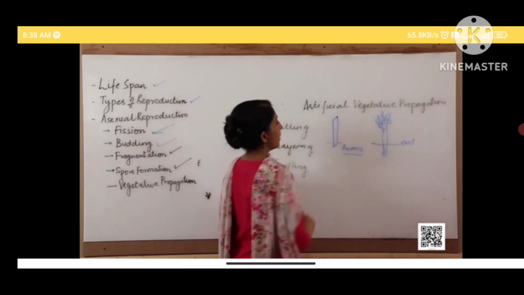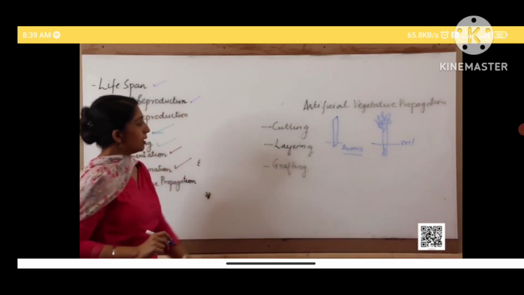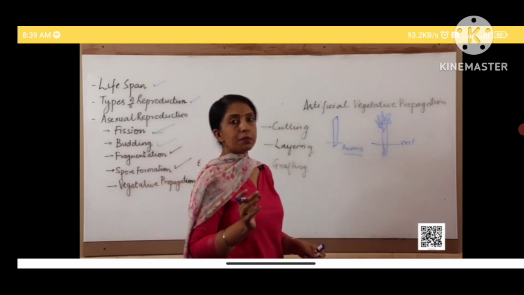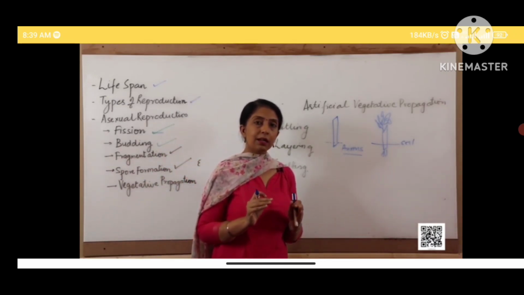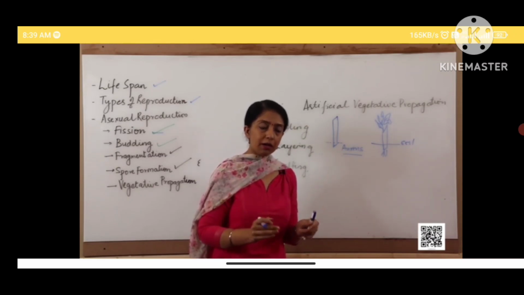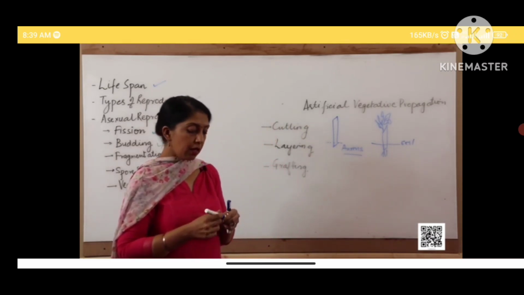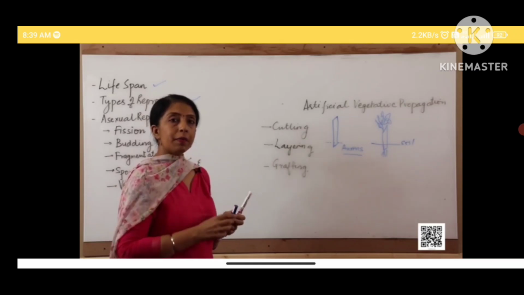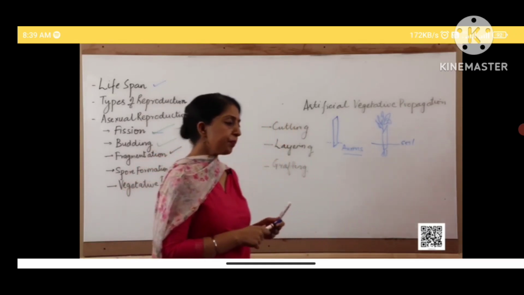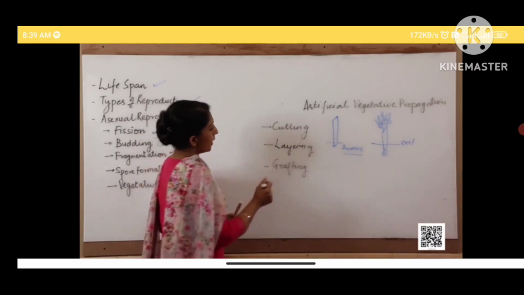The second method is that of layering. Layering can be of two types. One, the layering is done at the soil using the basal branch of a plant. Another type of layering is done in the air, and basically that is done in the larger trees. So what happens in layering?